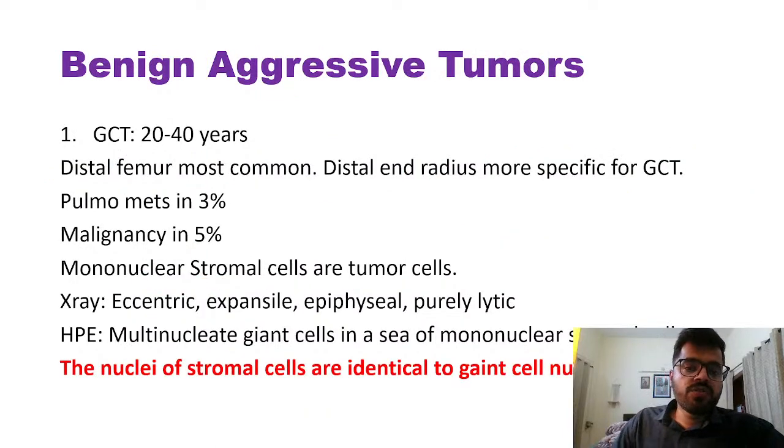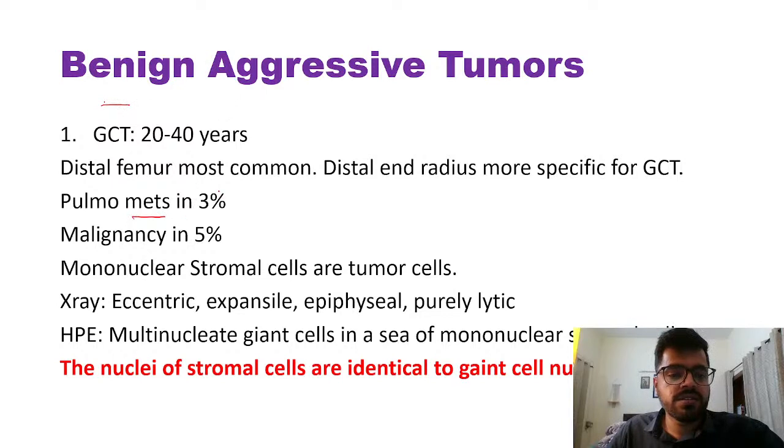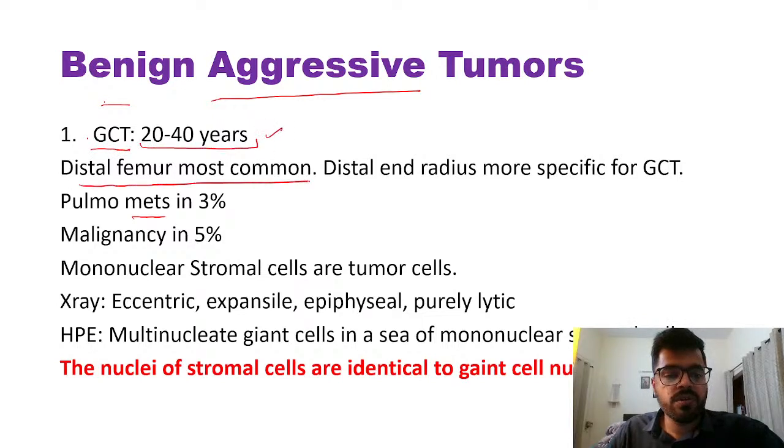Then we move on to benign aggressive tumors. So these are benign, but they can have metastasis in some cases. That's why they are called benign aggressive tumors. So number one is giant cell tumor. Giant cell tumor, it is seen in 20 to 40 years of age, and distal femur is the most common location.